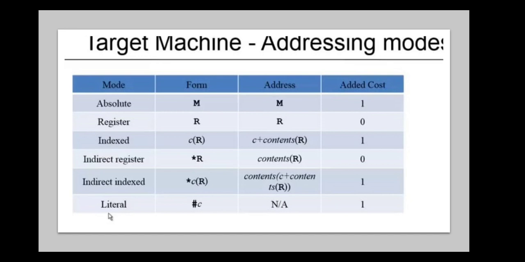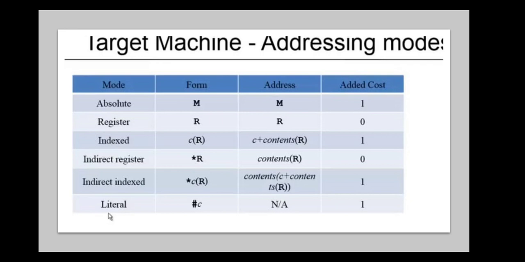First of all, you see that absolute is the form M, and the address M has an added cost of 1, which means M has a cost of 1. The register means the register R0, and the register is one of the addresses; it does not have any added cost. Then there are indexed, indirect register, indirect indexed, and literal. Indexed means c(R), constant c plus the contents of R, meaning it is an address of R combined with the constant, so that will be a cost of 1.